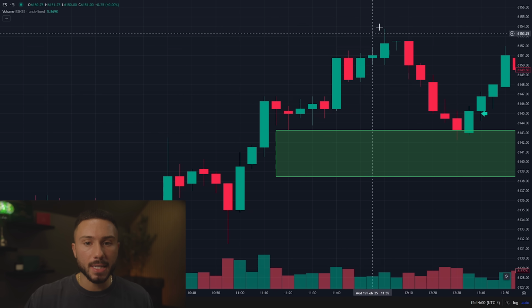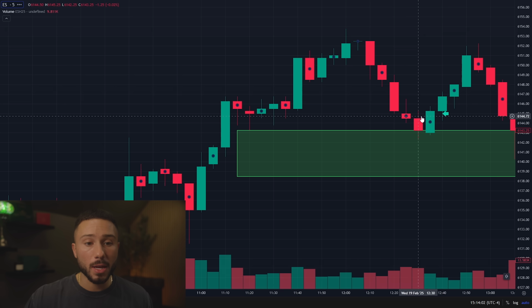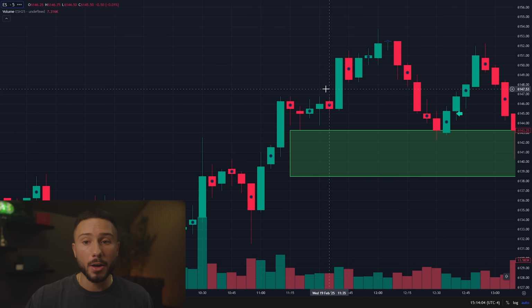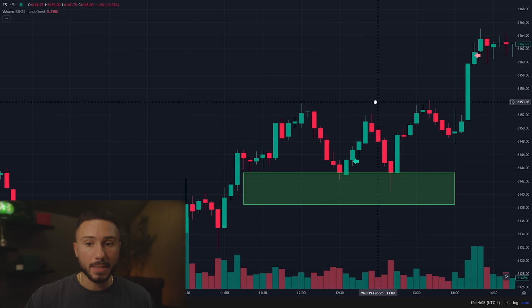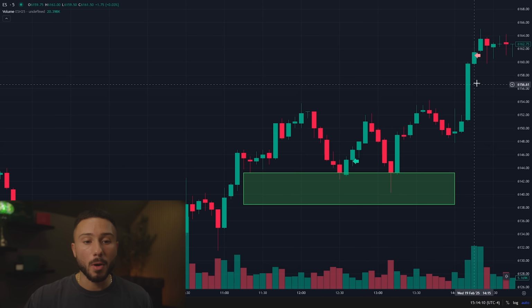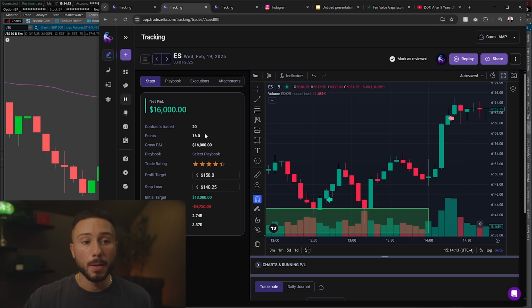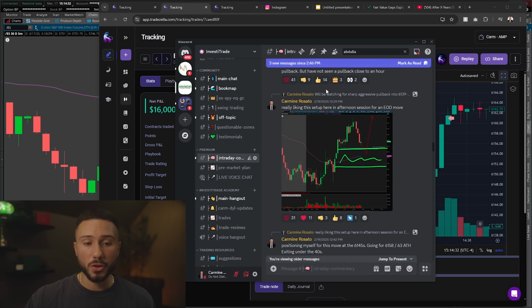Now in this trade, I take the market long as it dips down into this area of low volume. It actually forms a double bottom in this range, and I take profits into strength as the market is breaking out to the upside. This was a $16,000 profit or 3.3 realized risk to reward ratio. Now the thesis for this trade was very simple.